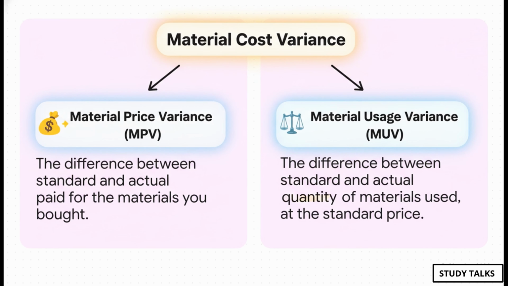The MPV is all about the price tag. Did we pay more or less than our standard? The MUV is all about quantity. Did we use more or less raw material than the standard allowed for what we made? This is the fundamental first-level analysis you have to show.